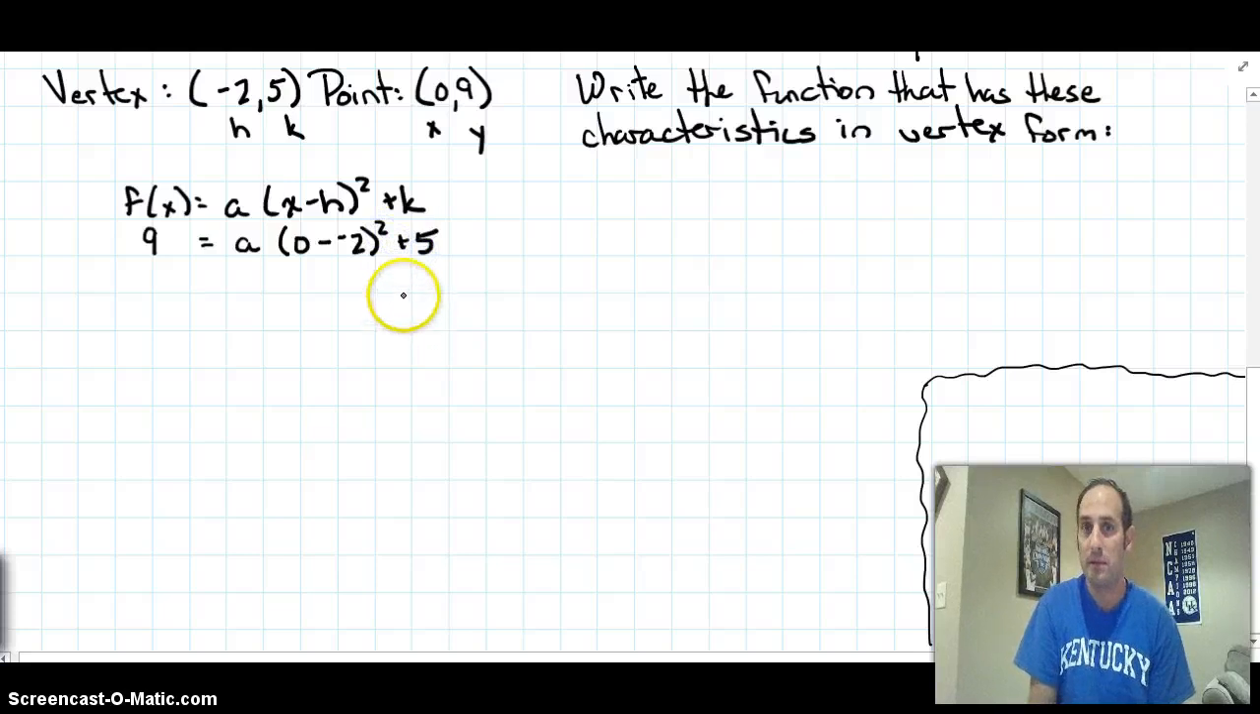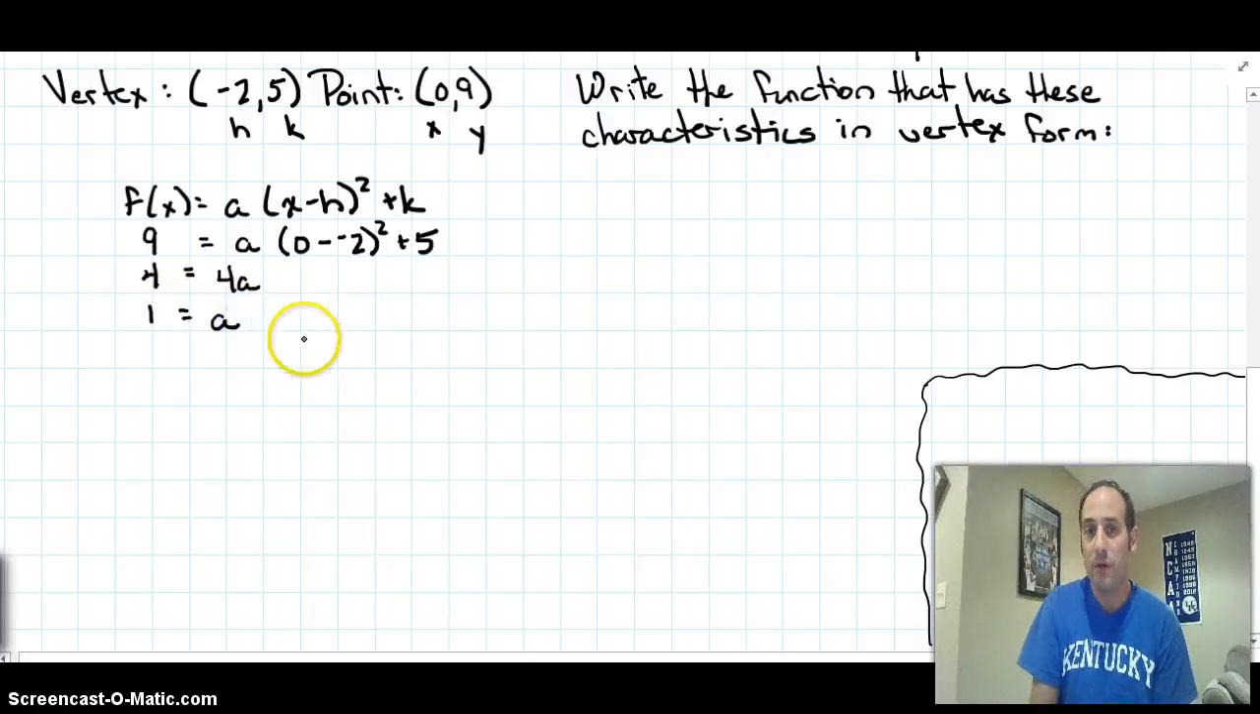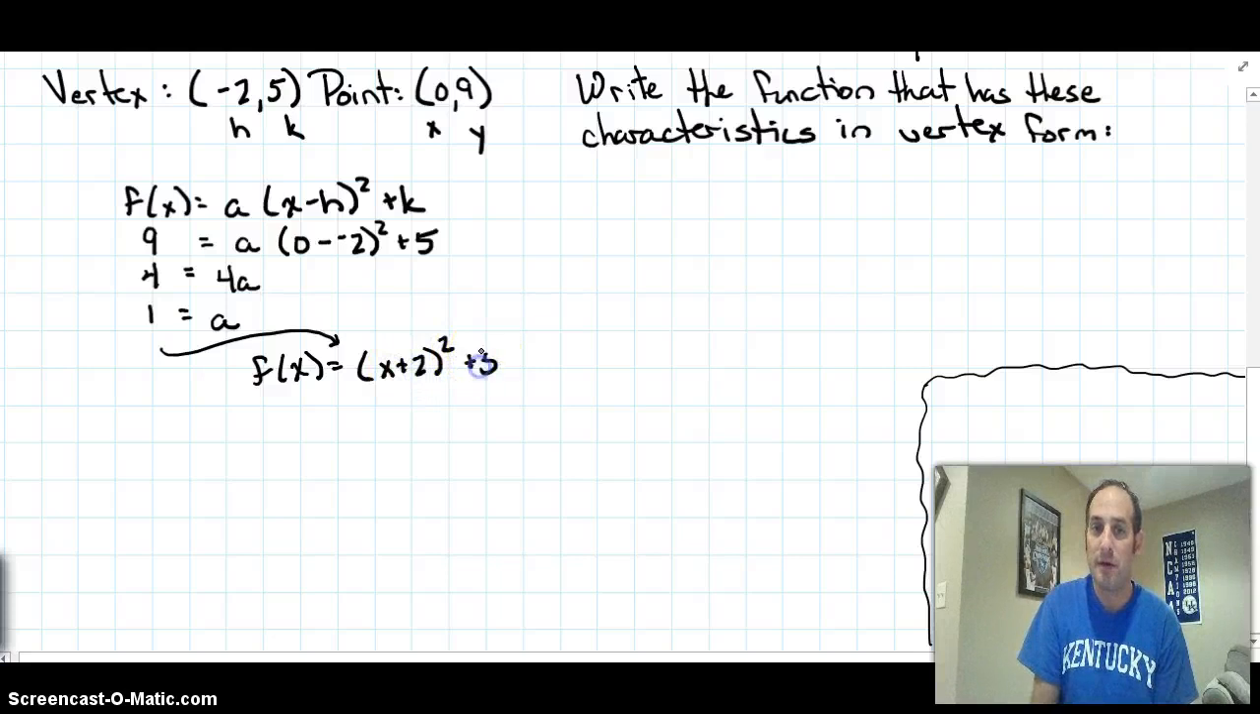This one might be a little bit different. If we subtract a 5, we're going to have 4 equals, and this one here is going to be 2 squared, which is going to be 4a. So on this example, we end up with a equals 1. Well, that's fine. Once we know that a is 1, we can bring it all back together and say if it's a 1, we don't really have to put that here, so we'll not worry about that. X plus 2 squared plus 5.